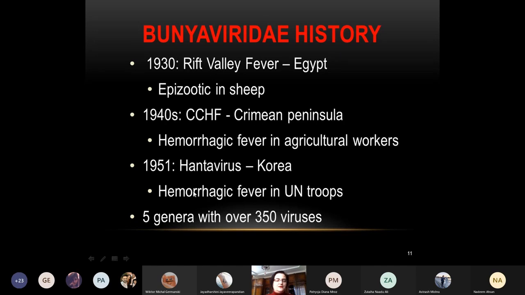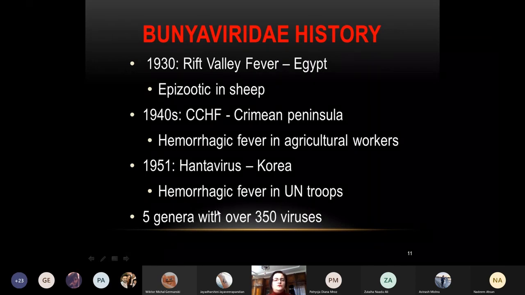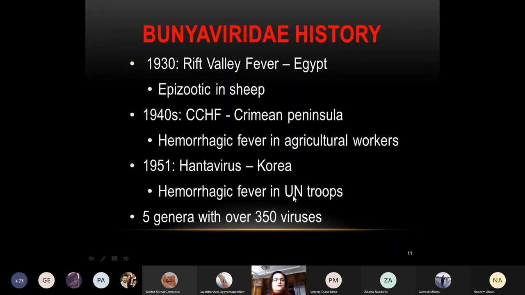The discovery of hantaviruses traced back, very interesting, to 1951, 1953, when United Nations troops were deployed during the border conflict between North and South Korea. More than 3,000 cases of an acute febrile illness were seen among the troops, about 1/3 of which exhibited hemorrhagic manifestations, and an overall mortality was from 5 to 10%. The family now consists of 5 genera, which contain 350 viruses that are significant human, animal, and also can be plant pathogens.